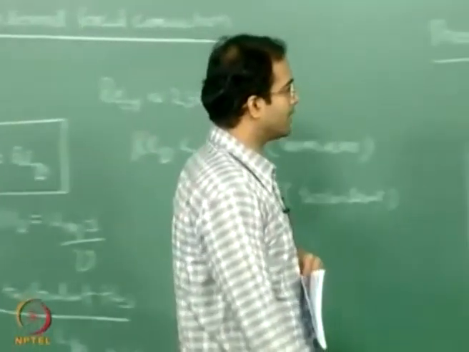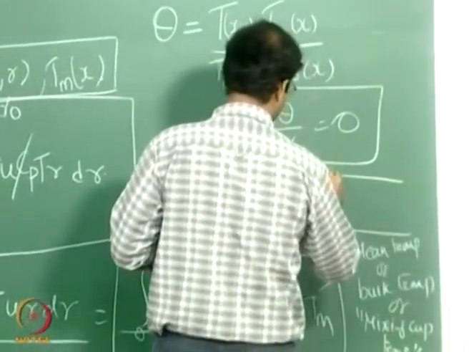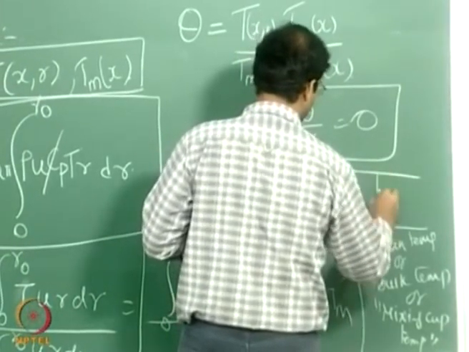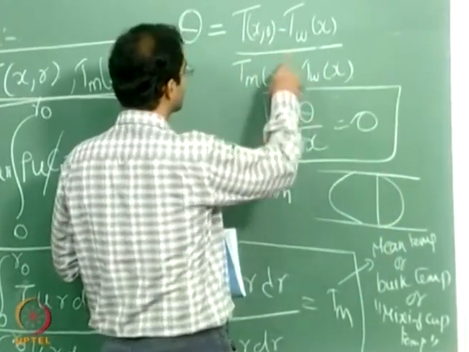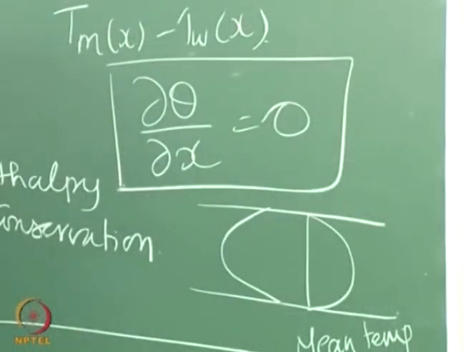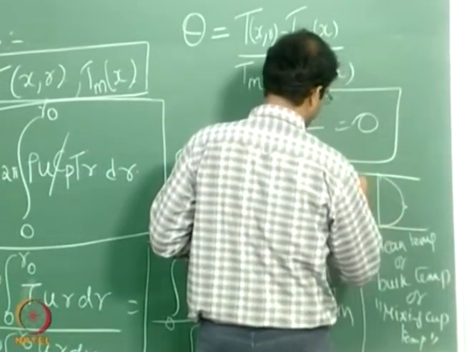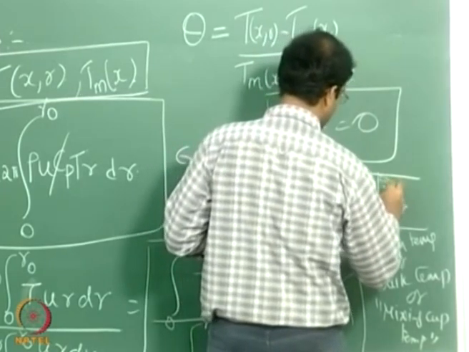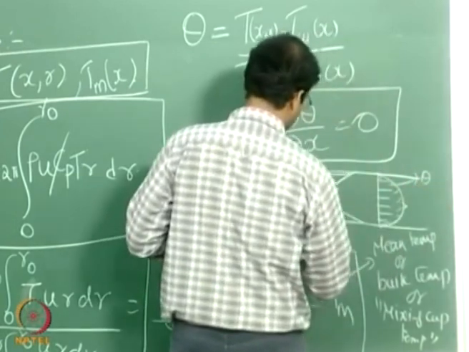So I have to monitor my non-dimensional temperature profile theta. If I plot the non-dimensional profile, although the dimensional profile will be something like this, the non-dimensional profile will be something similar to the velocity profile. At the wall it will become 0, right at the center it will be T mean. So it will be something like this. This is your dimensional profile and this is your non-dimensional profile. This is your theta.